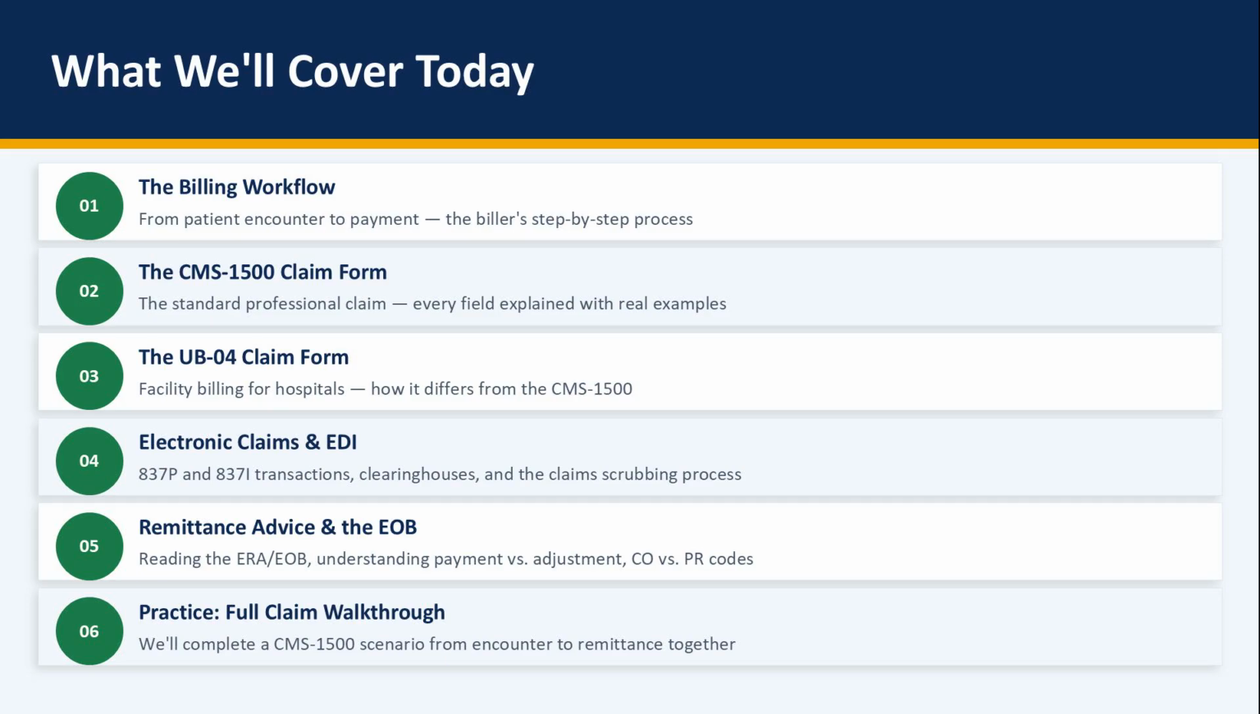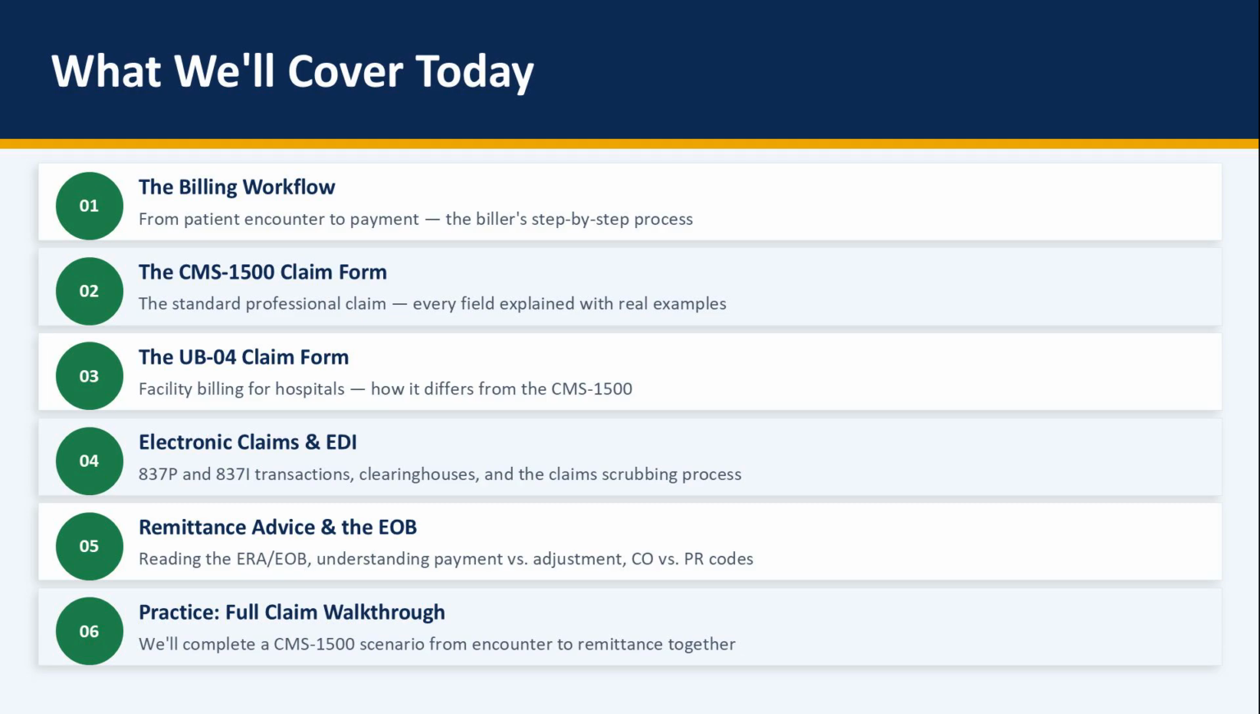Topic 2. The CMS 1500 claim form. This is the standard form for professional billing, used by physicians, clinicians, and outpatient providers. We'll walk through every key field on this form because you will see it on your exam and use it constantly in practice. Topic 3. The UB-04. This is the facility claim form used by hospitals and institutional providers. It's structurally very different from the CMS 1500, and understanding the distinction is important.